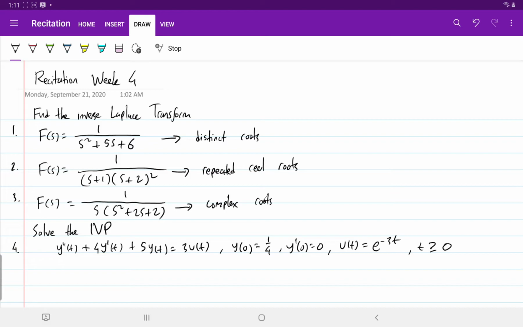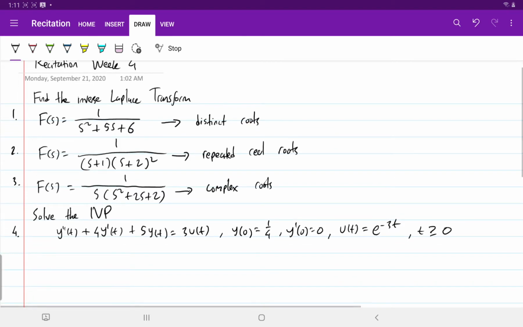Today I will be solving some problems related to inverse Laplace transform, and I also will be solving a problem on linear differential equation using Laplace transform and its inverse.